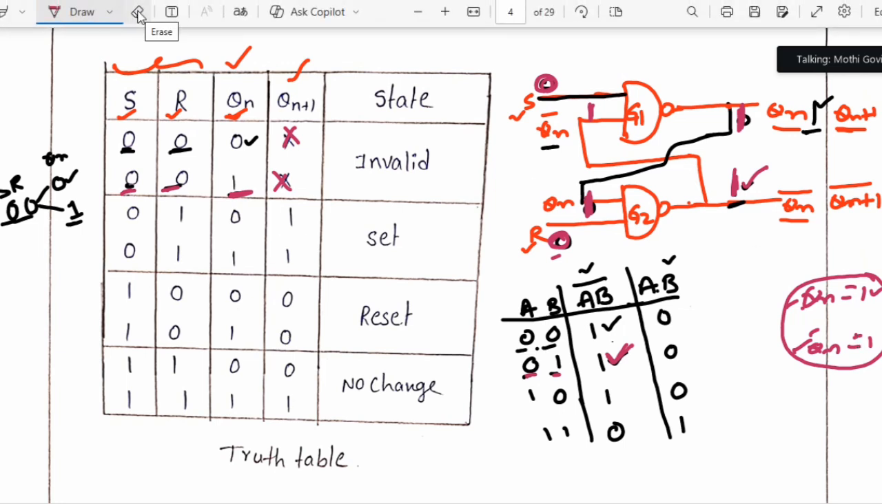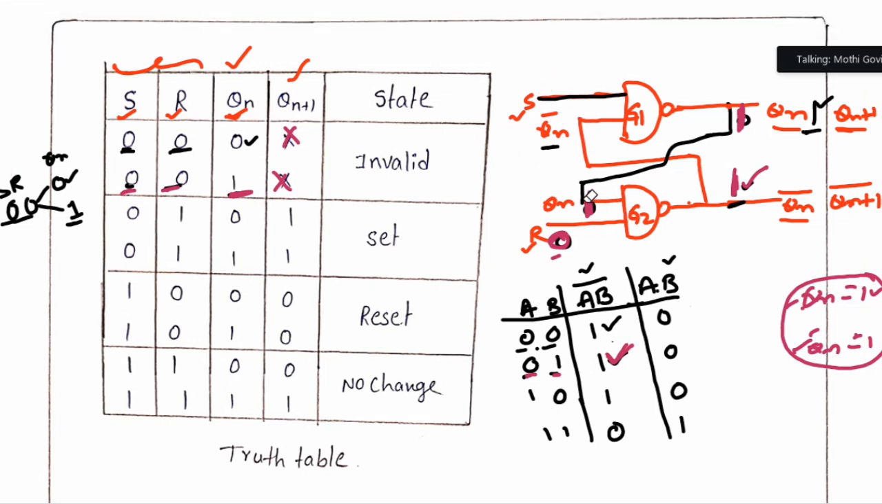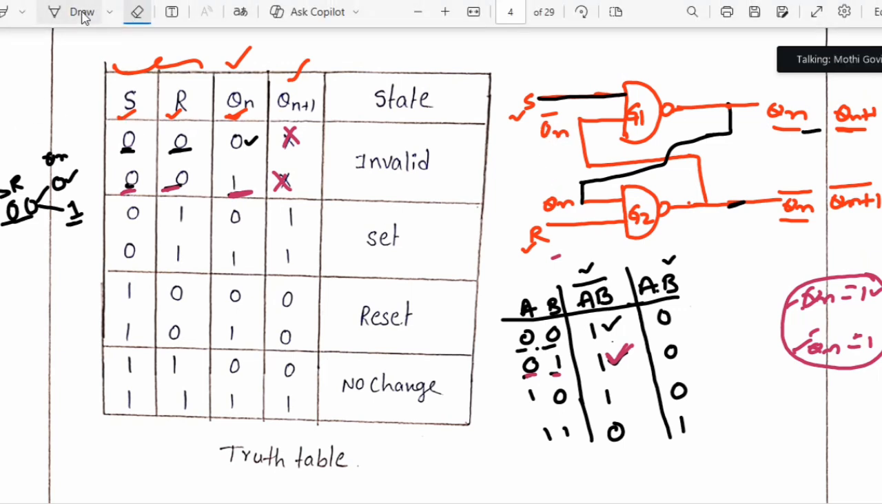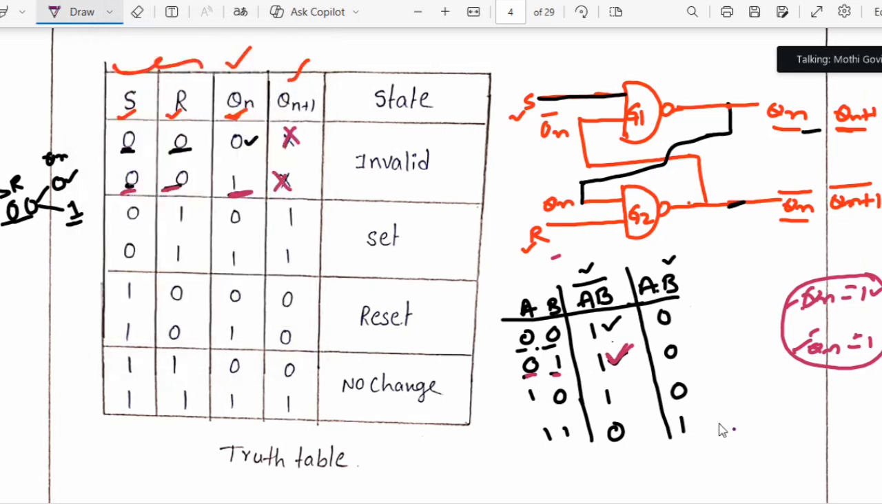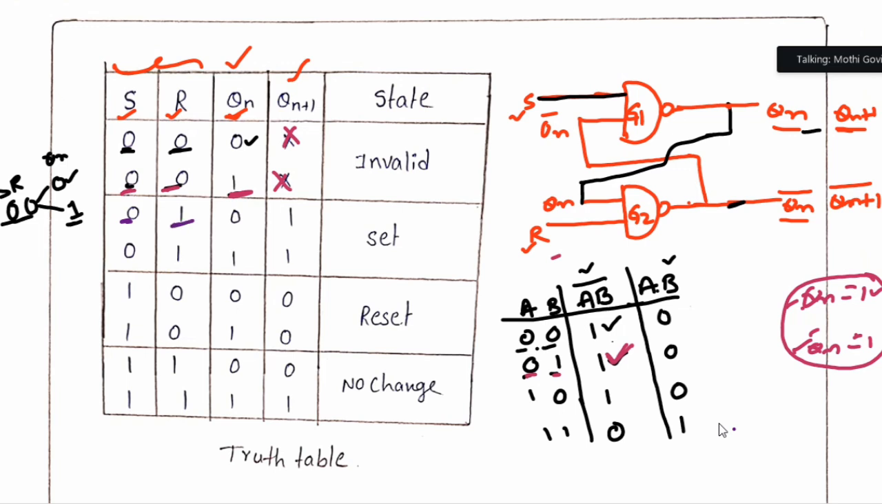Now I am going to discuss case 2. Here I am giving 0 input and 1 input, so s equal to 0 and r equal to 1.